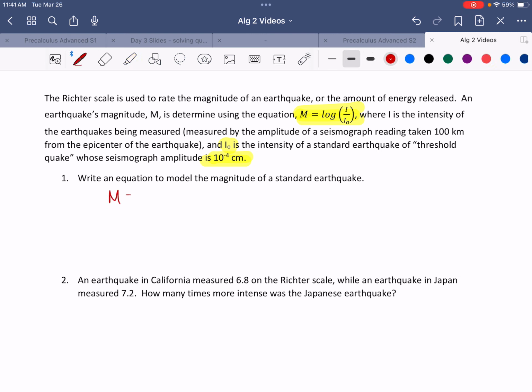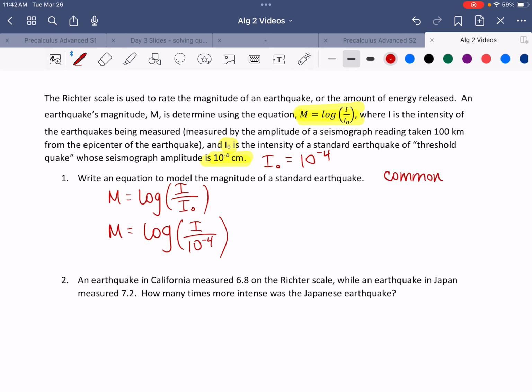It gave us the equation, the log of I over I naught. And I know that I naught, this threshold intensity, is 10 to the negative 4th. So I can go ahead and say the equation we could use is the log of I over 10 to the negative 4th. And notice in this equation, this is a common log because there's no base listed. So the base is 10, or we can just use the log button in our calculator. Okay, so this was write an equation to model the magnitude of a standard earthquake. There we go.